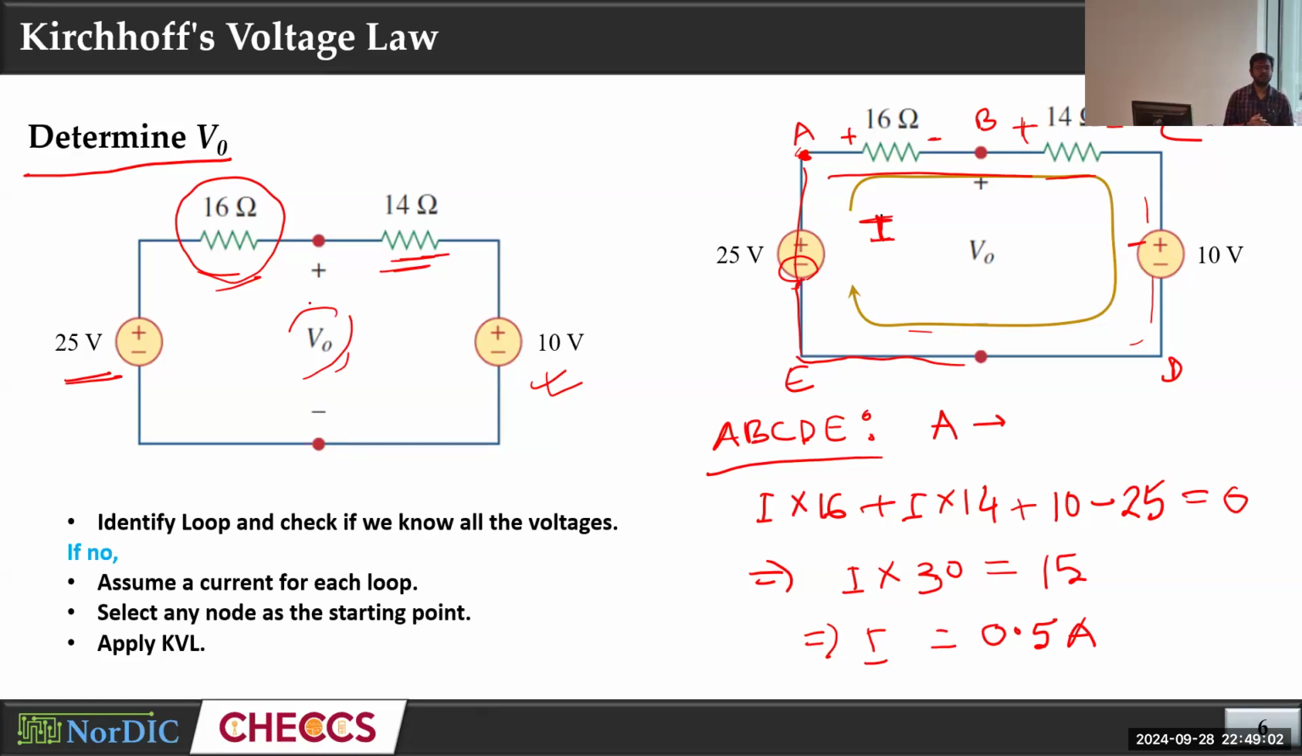When you say V naught, what voltage are you talking about? From which node to which node? It is marked here, this node and this node. So V naught is the voltage between these two nodes. These two nodes are marked in red, and plus and minus are also shown. So you can say this is the higher voltage node and this is the lower voltage node. So you'll have to find the voltage between these two nodes here.